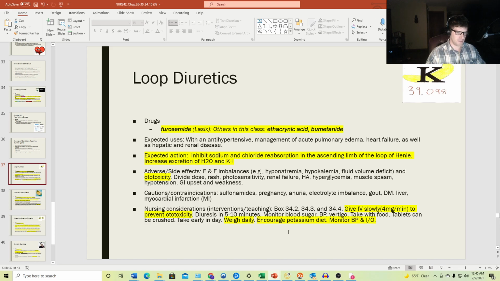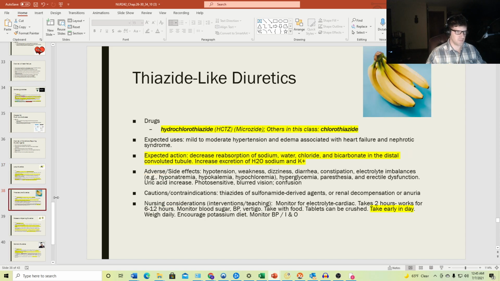Weigh daily, and then encourage potassium in the diet. Monitor blood pressure and weigh people, which both of those seem to be recurring themes here in diuretics. So, big ones: give slowly, 4 milligrams per minute to prevent ototoxicity, and encourage potassium in the diet because it gets rid of potassium.